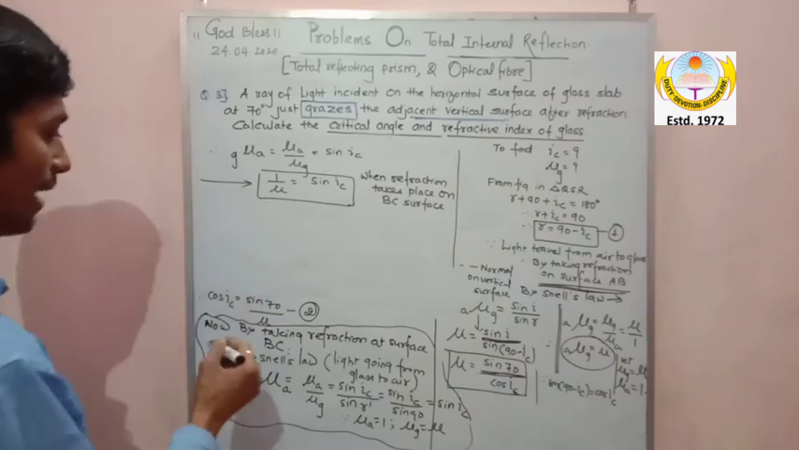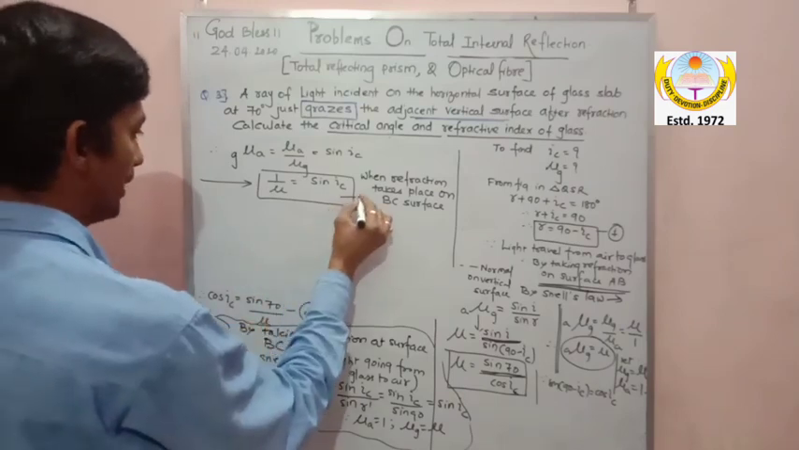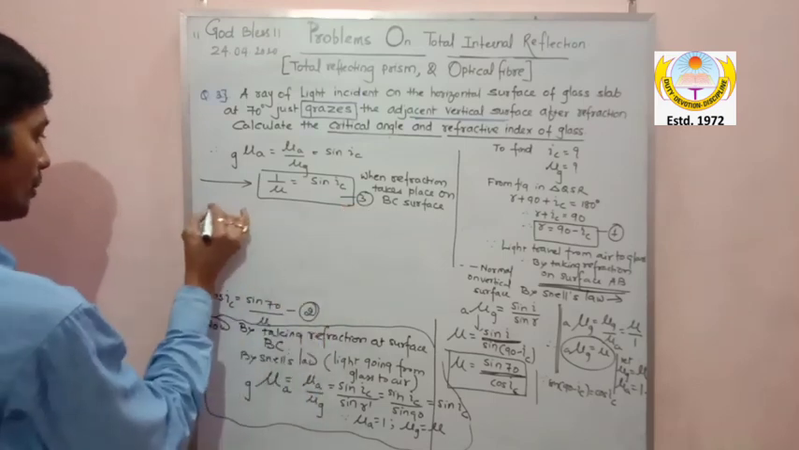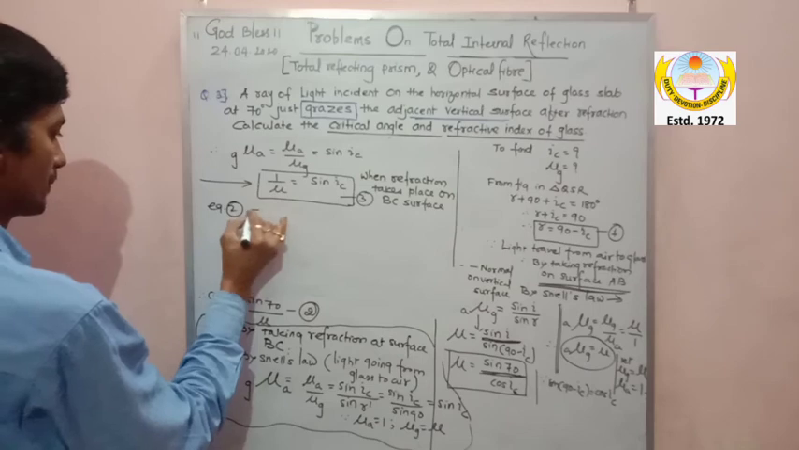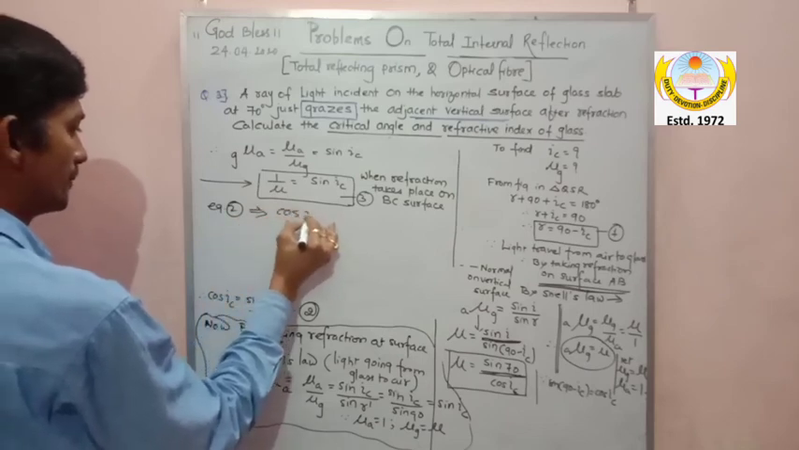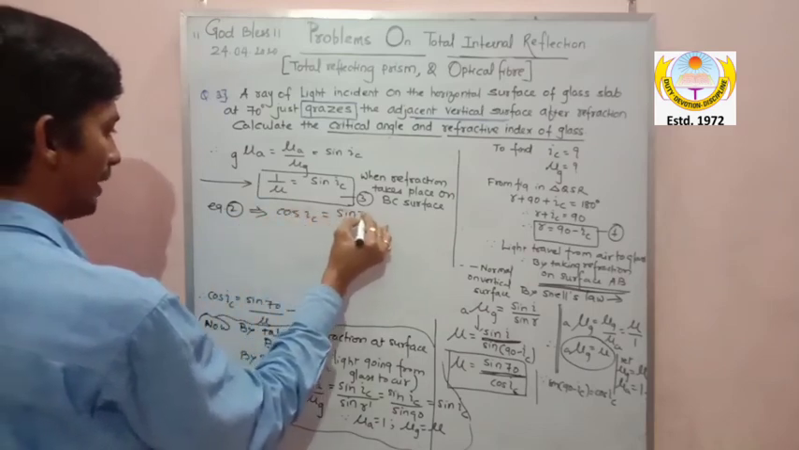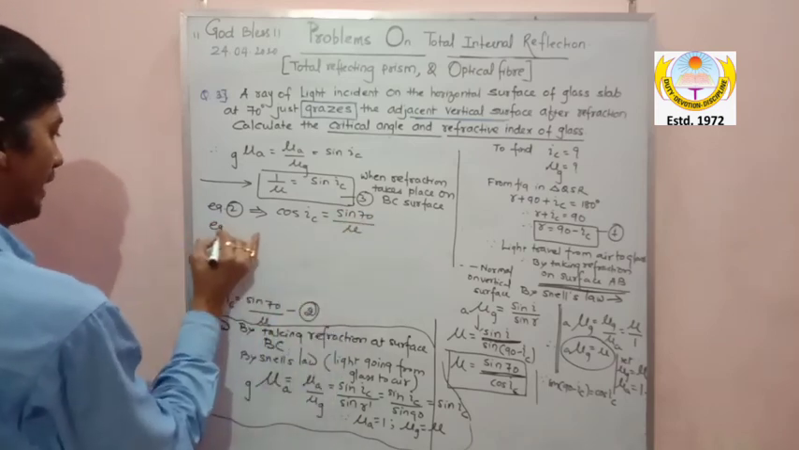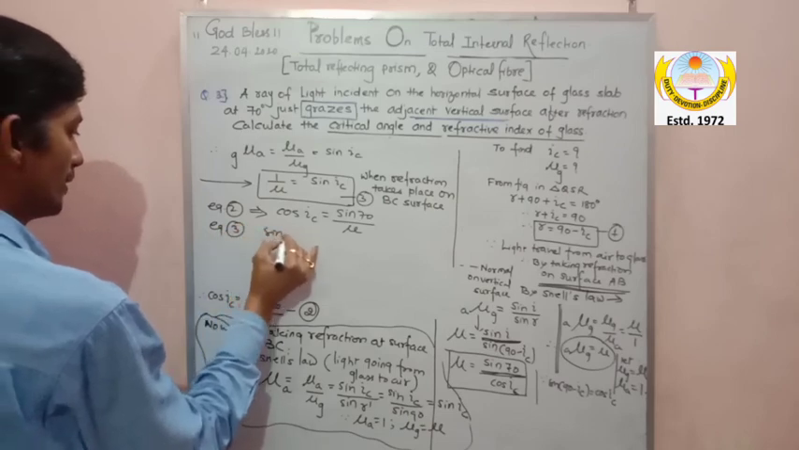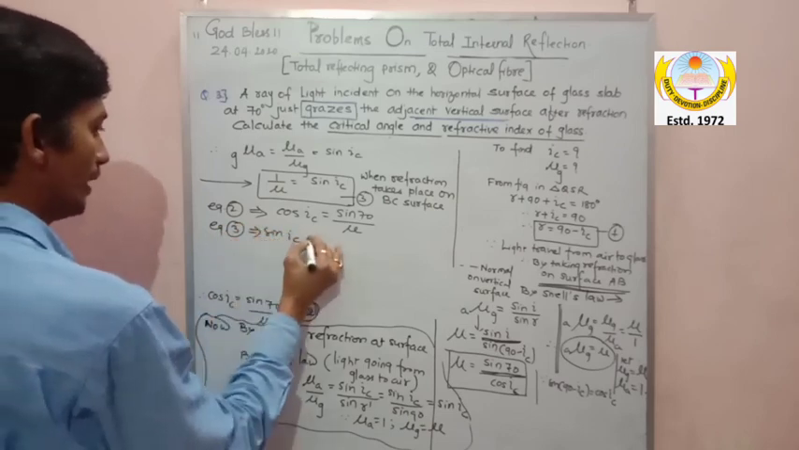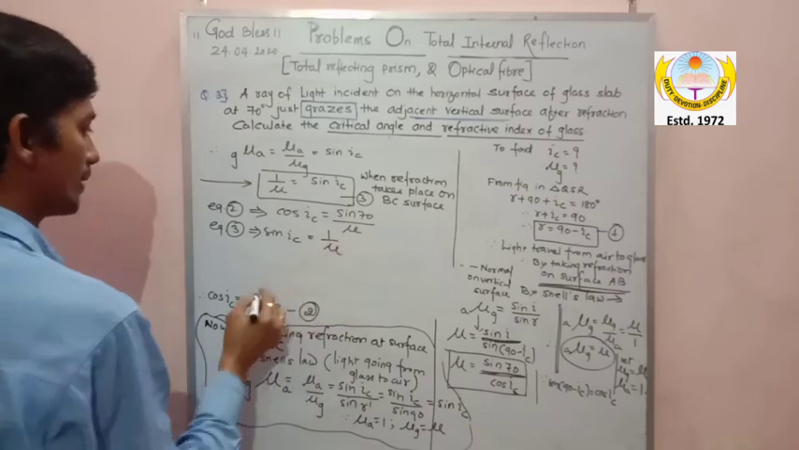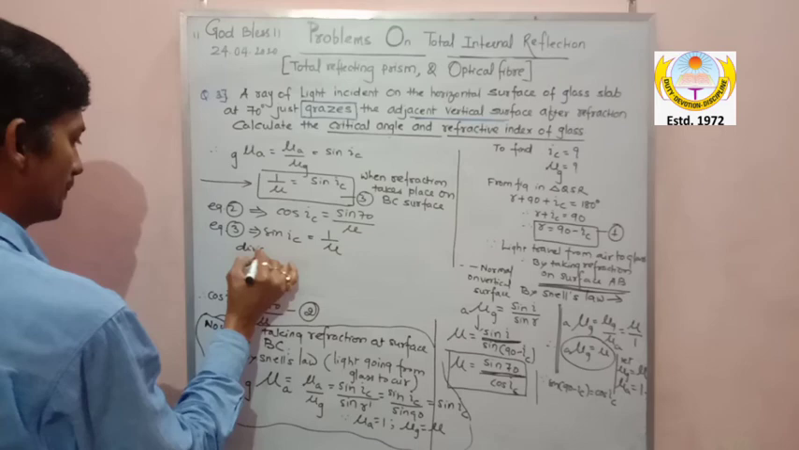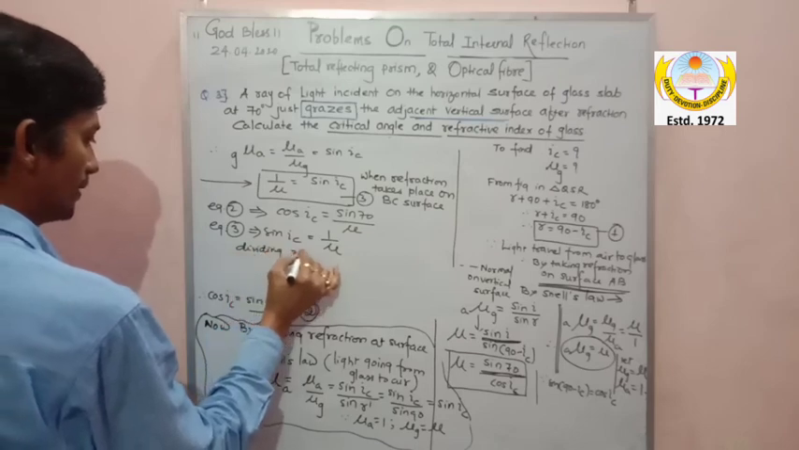Now my dear, I will put this as equation number 3. So now you can see equation 2 and equation 3. Equation 2 is cos IC is equal to sin 70 by mu, and equation 3 is sin IC is equal to 1 by mu. So my dear, dividing 3 by 2.